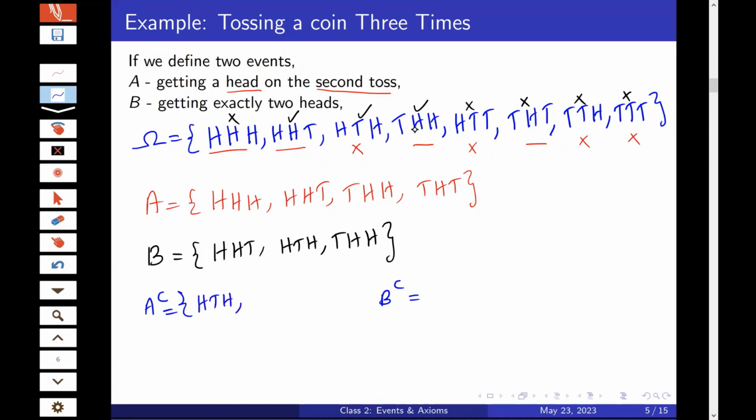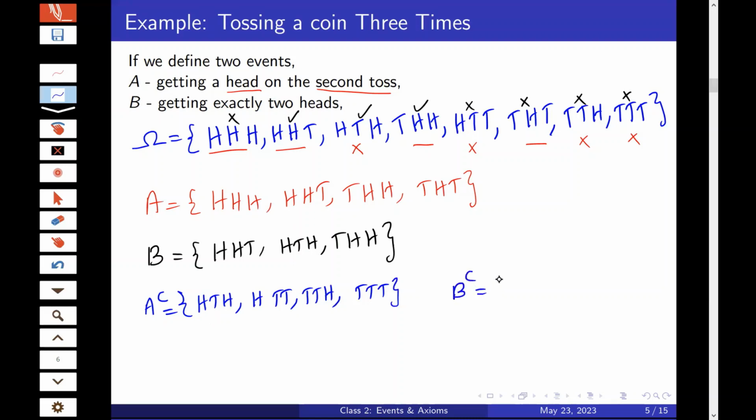And this is in A, so we are not going to write it down under the A complement. This is not in A, so we have to write it under the A complement. And this is not in A. And finally, the last item, TTT. So these are the items not in A.